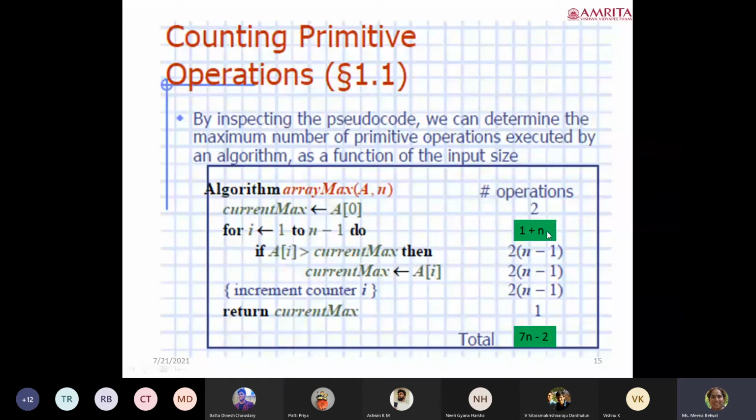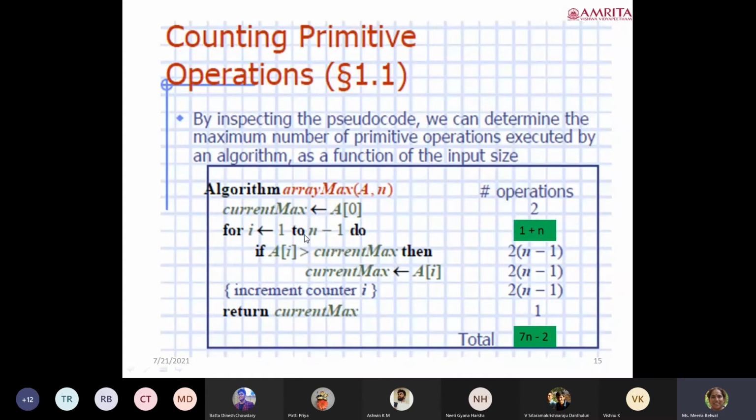For i equal to 1 to n minus 1, see how it has come. For i is equal to 1, this is one assignment. That is why this 1 has come here. And then what do we do basically? For doing this for loop, you will actually do a comparison. That is not written here. You have to say for i equal to 1, you are doing a comparison: i is less than n. I is less than n, not n minus 1.